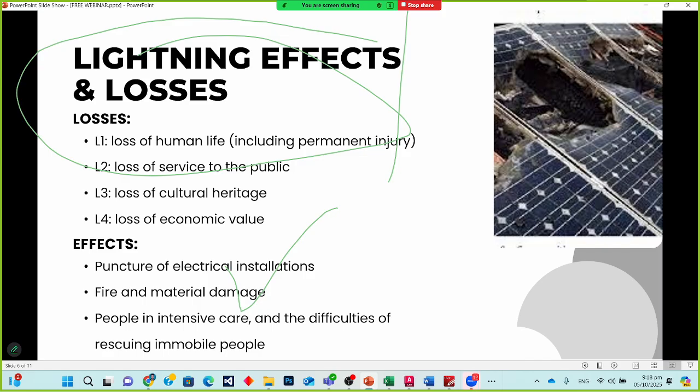People in intensive care and difficulties, like when lightning strikes hospitals. Due to that, the electrical system, the electricity distribution system, will be damaged by the lightning strike. There might be a chance that some people are in intensive care, and when the power is cut due to the lightning strike, there are chances of human life losses. And also the rescue of immobile people. So these are the effects of the lightning due to the losses.